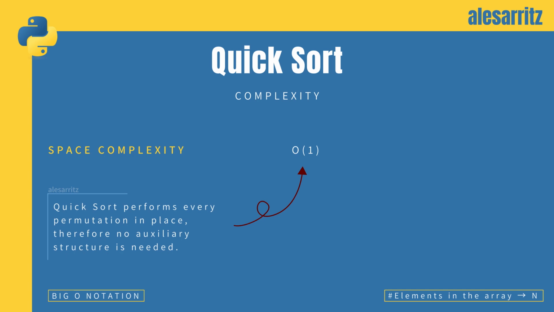We'll start with space complexity analysis. As we saw before, quicksort performs every permutation in place, therefore no auxiliary structure is needed and we obtain a complexity of O of 1.